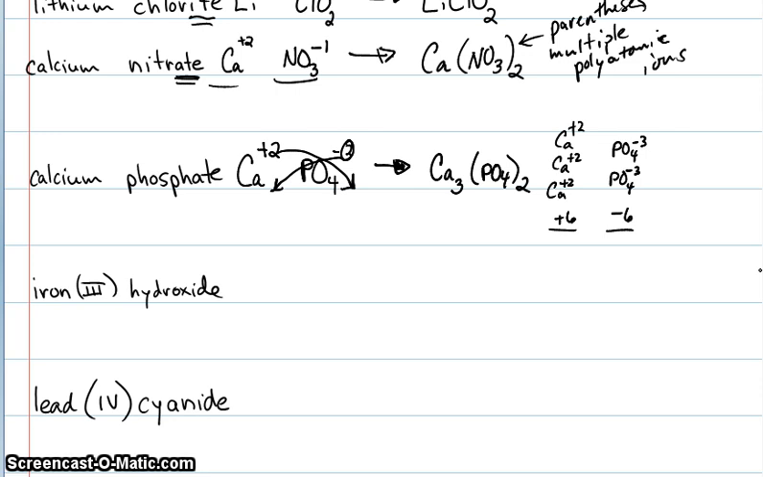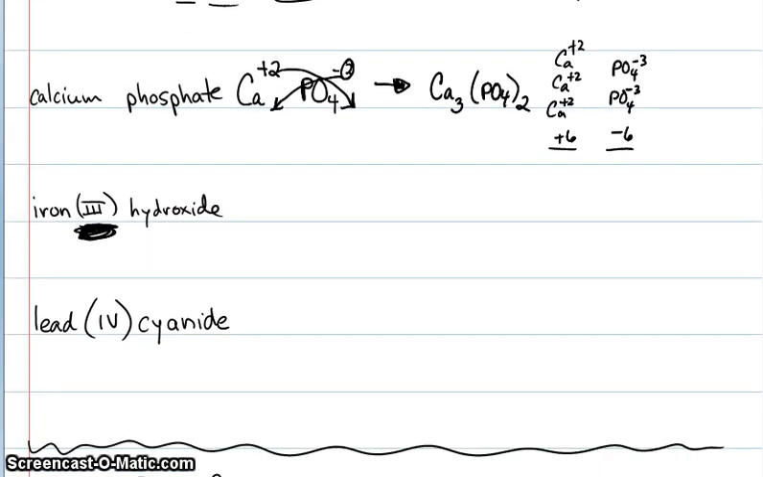All ionic compounds are neutral. The ionic compound is neutral because the positive and the negative cancel out. That's very nice. Let's go on to the next one. Oh, what does this mean? There's a Roman numeral 3 in the middle of this one. I haven't seen that before. It's very confusing. What does it mean?